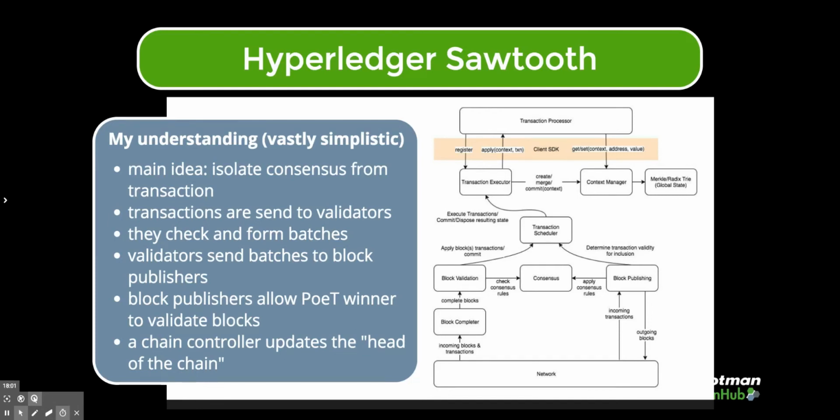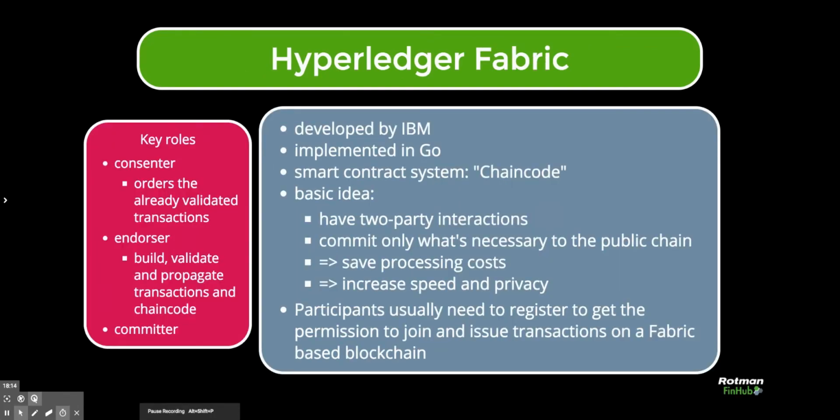And then there's a chain controller, and what that chain controller does is he or she or it updates the head of the chain to ensure that at any given point, information about the current state of the blockchain is disseminated in the network. So now let's talk about HyperLedger Fabric.